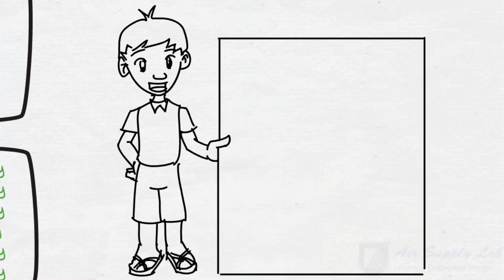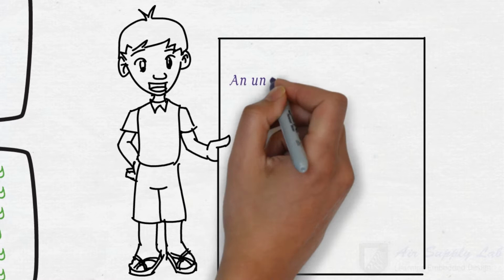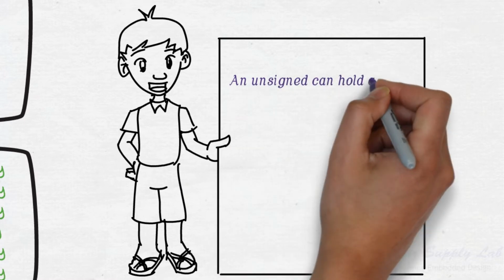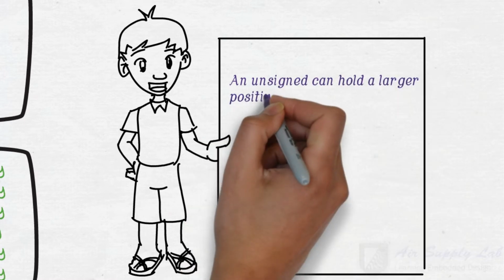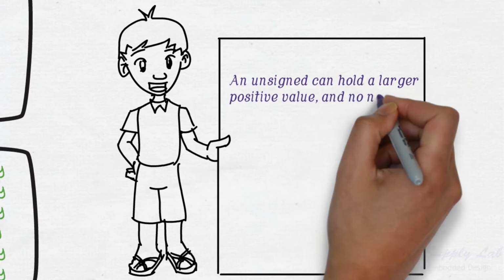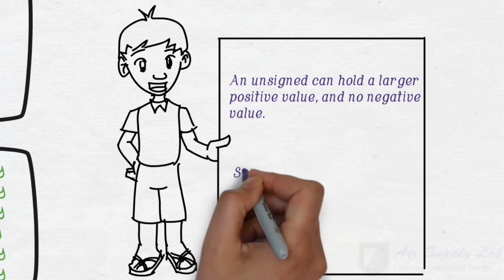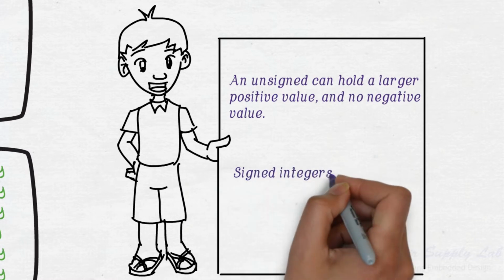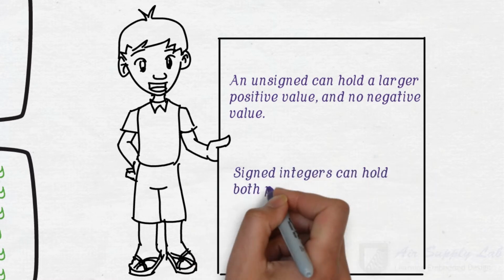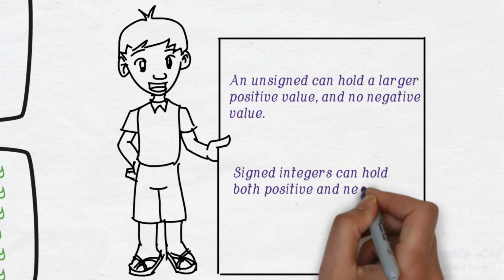What is the difference between signed and unsigned integers? An unsigned integer can hold a larger positive value and no negative value. Signed integers can hold both positive and negative numbers.